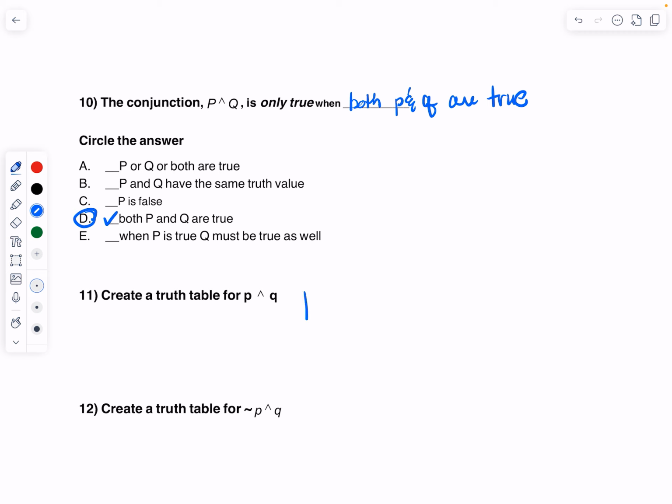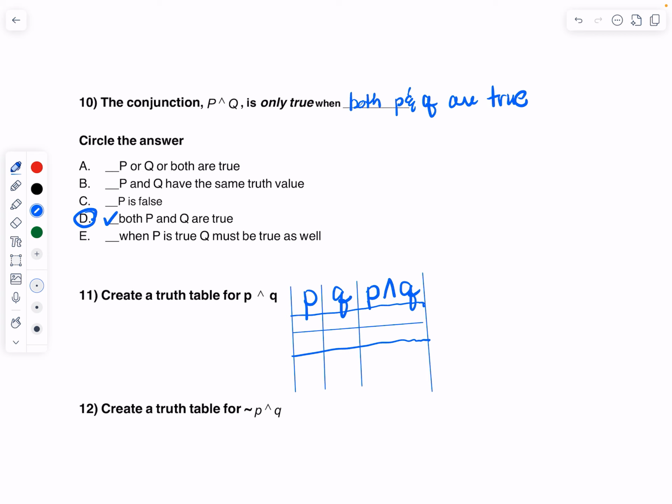Create a truth table for that, P and Q. So again, I have 2 simple statements. So I'm going to have 4 rows. So here we go. Row 1, 2, 3, and 4. Okay, well, it's a little bit crooked there, but okay. So we have our 4 rows. P again is true, true, false, false, as always. And Q is true, false, true, false. So we're going to put these pieces together with an and.